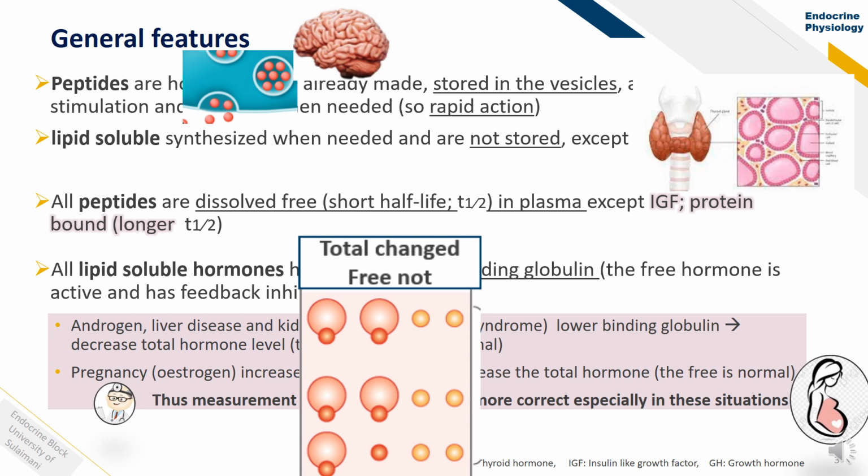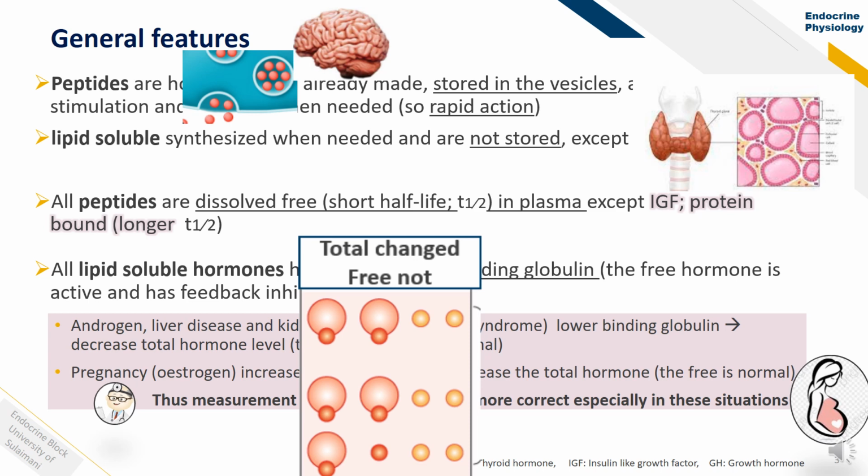And whenever there is a decrease in the plasma proteins, like in the case of high androgen, liver disease, or some types of medication, what will happen? There will be a decrease in the protein. Any condition that causes a decrease in plasma protein, either due to loss from the kidney or due to liver disease, decreases the binding protein. What will happen? It will cause a net decrease in the total hormone, but the free hormone will return to normal.